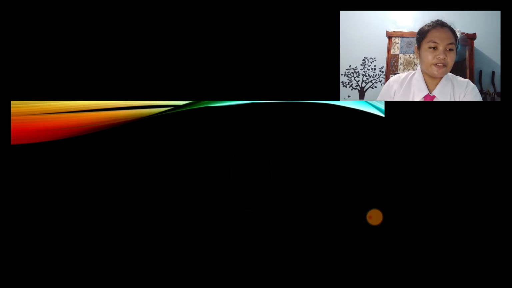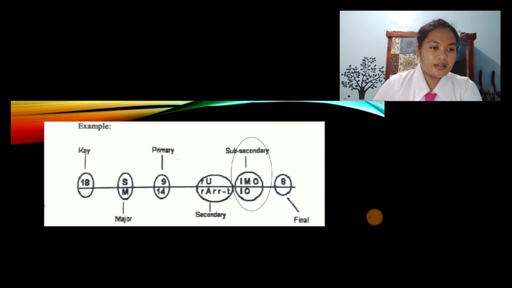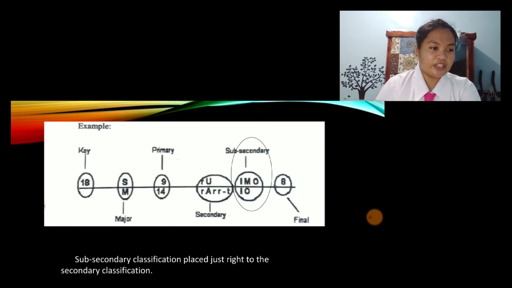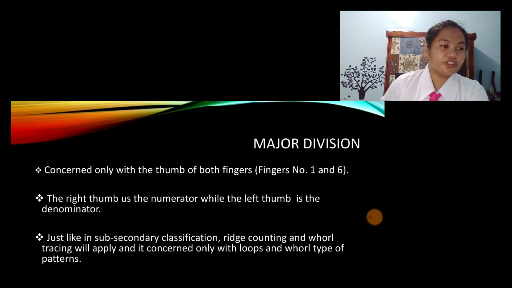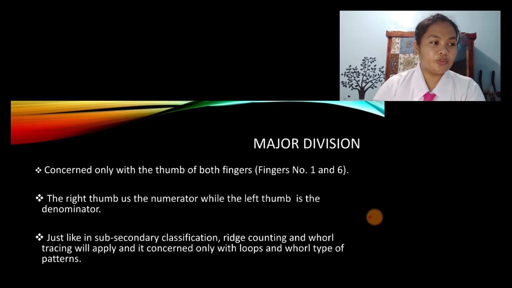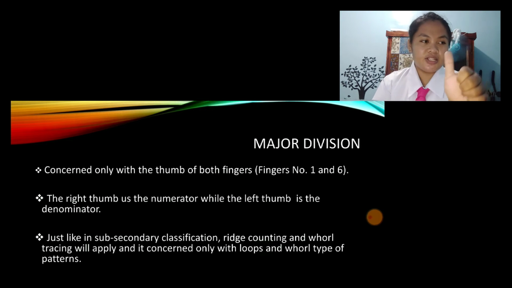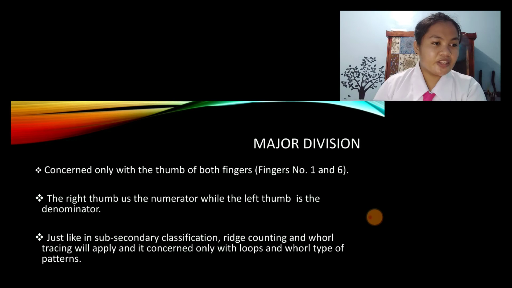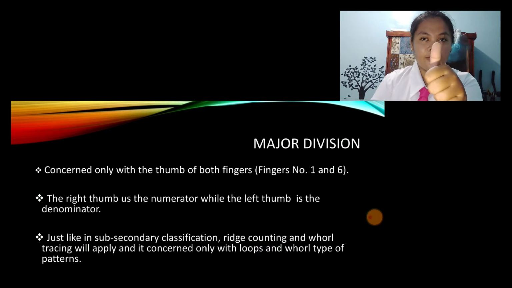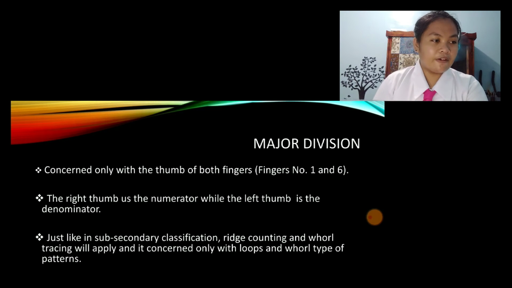So the subsecondary classification is placed just right of the secondary classification. Next is the major division. It is concerned only with the thumbs of both hands, which are finger number 1 and finger number 6. So only in major division, only finger number 1, which is the right thumb, and finger number 6, which is the left thumb. The right thumb is the numerator, while the left thumb is the denominator.